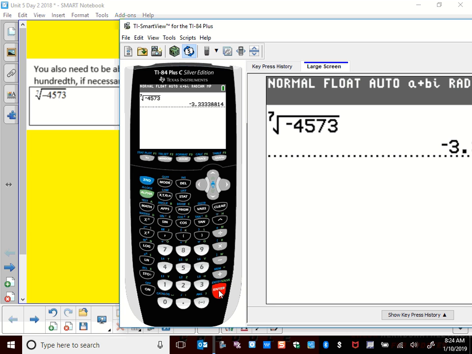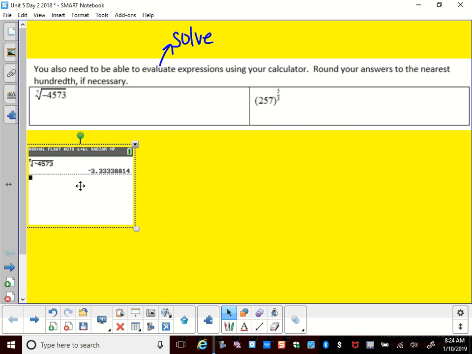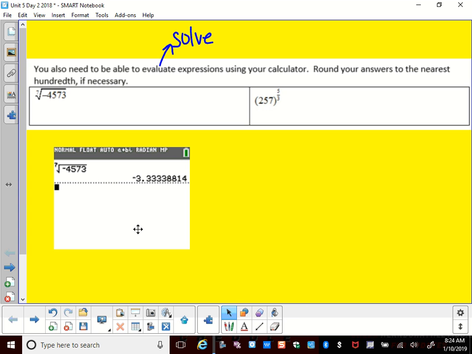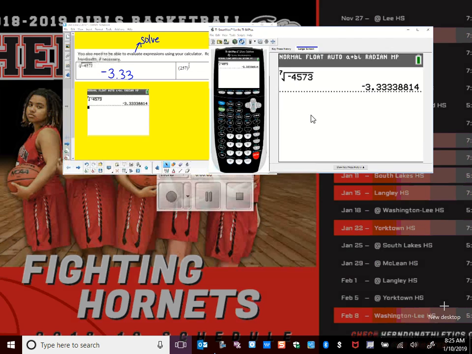And I get negative 3.33 repeating, right? It tells me to round to the nearest hundredth. So that's what I'm going to do. My answer is negative 3.33. Well, for this, if it says evaluate this, I'm not going to make you do the factor ladder for 4,573. That's a little cool. Okay. Not that mean. Alright, back to your calculators.